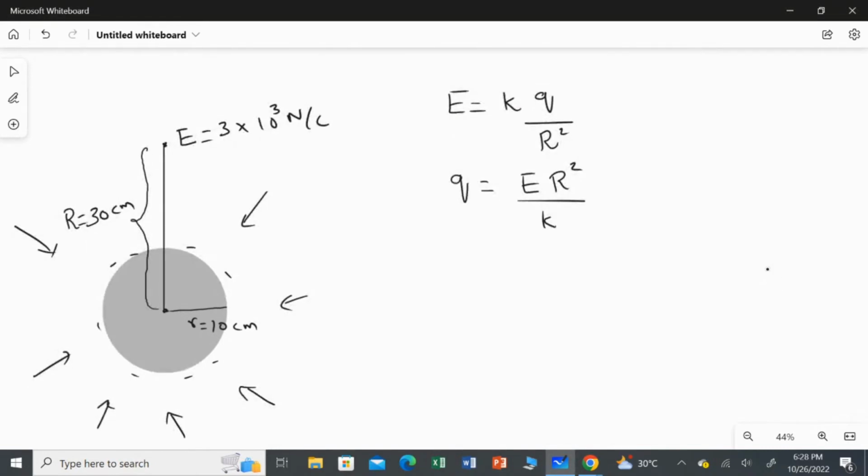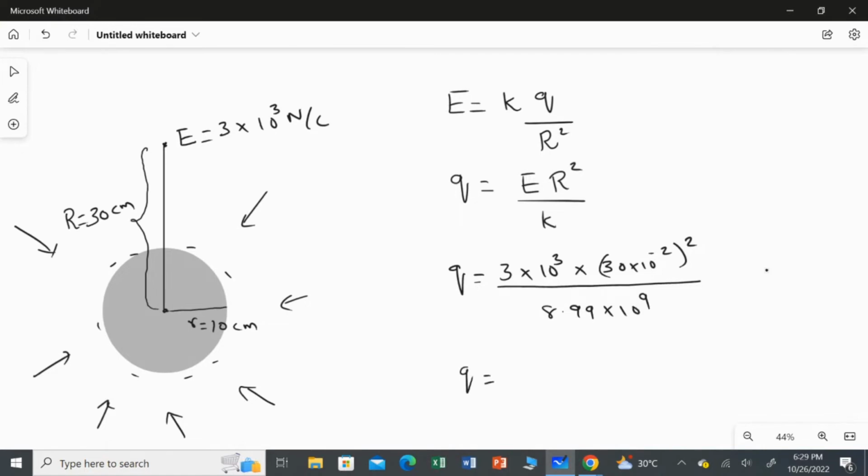So I'm going to substitute the value. Therefore, Q equals, our electrical field is 3 multiplied by 10 to the power of 3, multiplied by our capital R value, which is 30 centimeter. I'm going to convert that in terms of meter. So how can I consider? 30 multiplied by 10 to the power of minus 2, the whole square, divided by the Coulomb constant, 8.99 multiplied by 10 to the power of 9. So now I'm going to find the value of the charge.